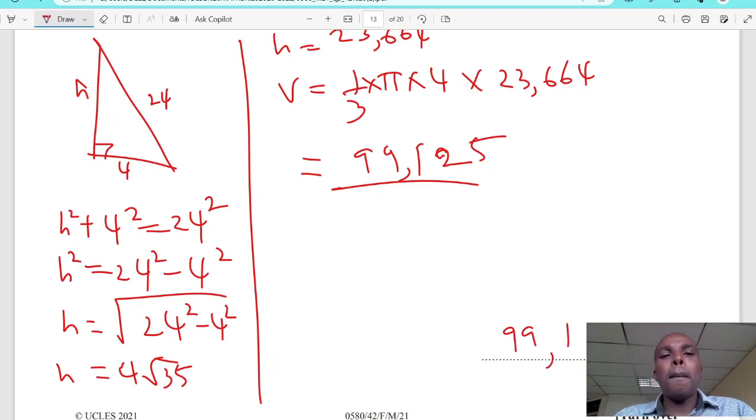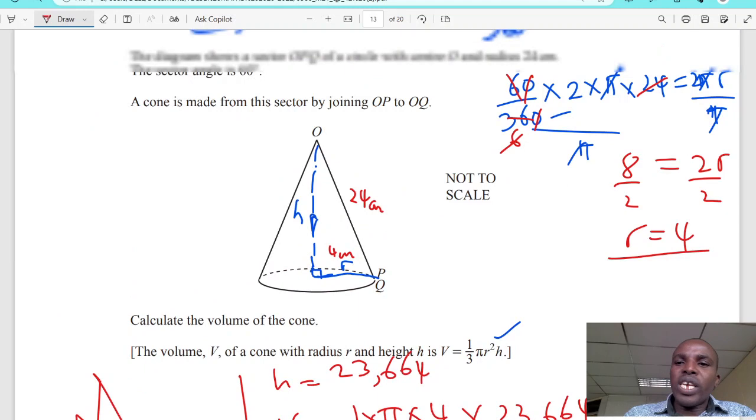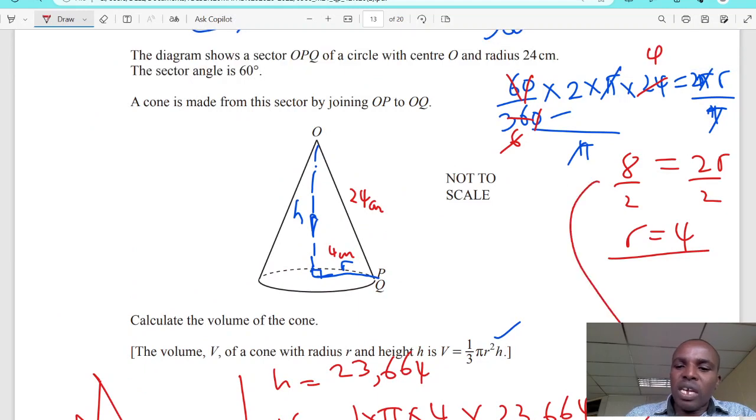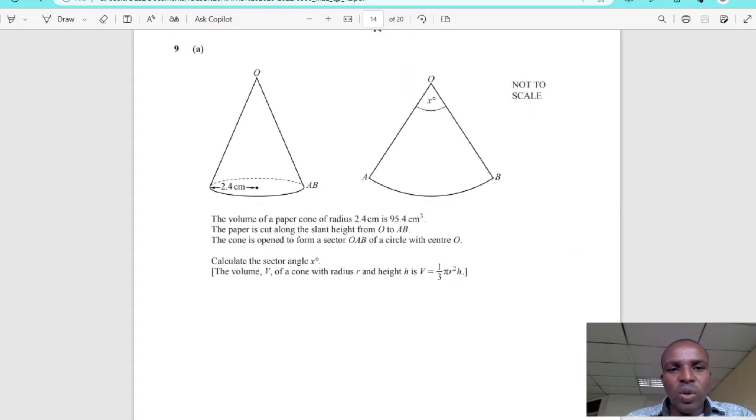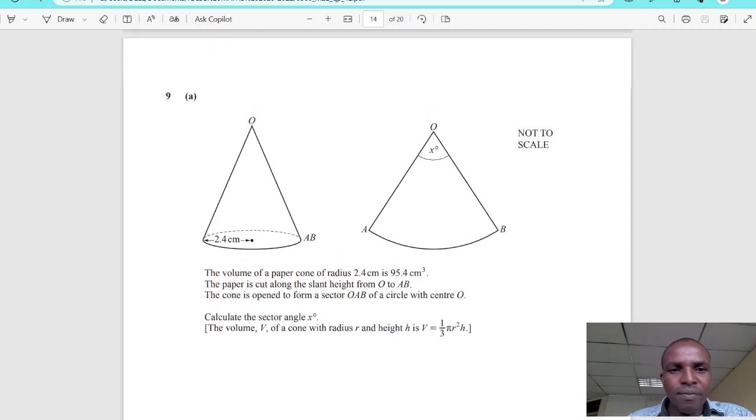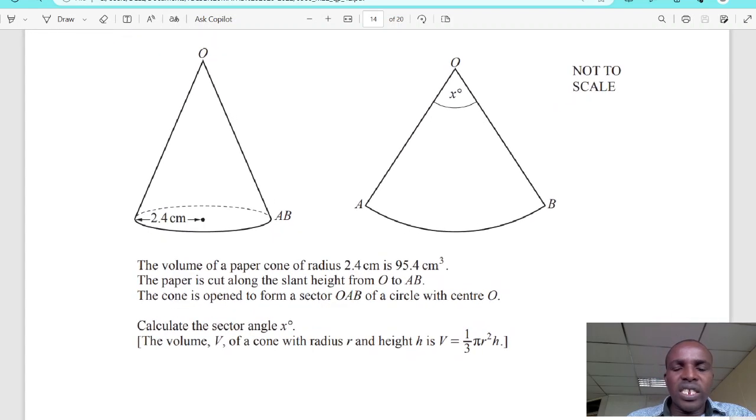These are 6 marks. So it means all this working here must appear on this space, right? Please take note of that one. It must be in this space. Then do we still have some questions? This one is the same as that one, basically. The one that you have just done.